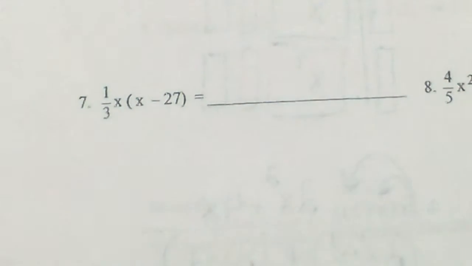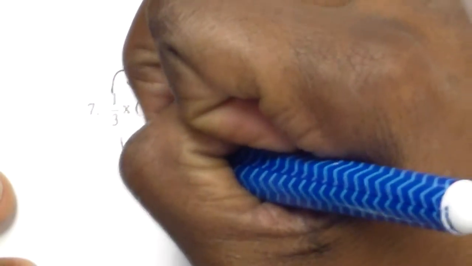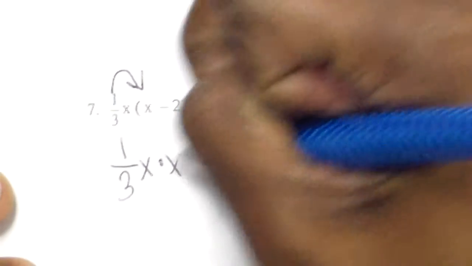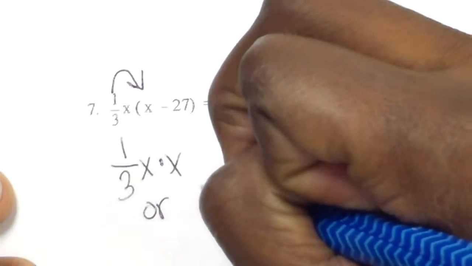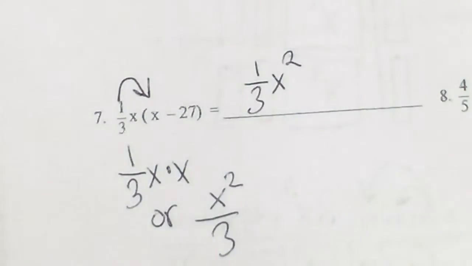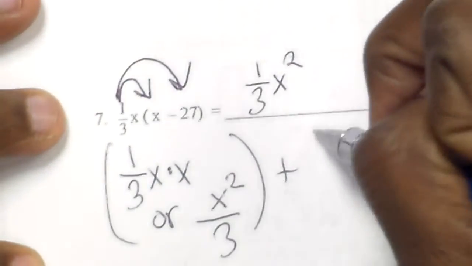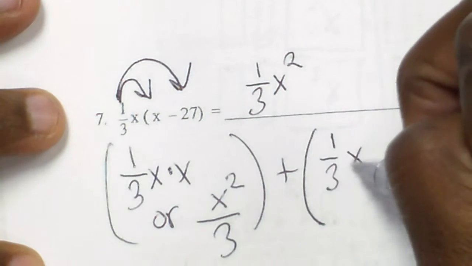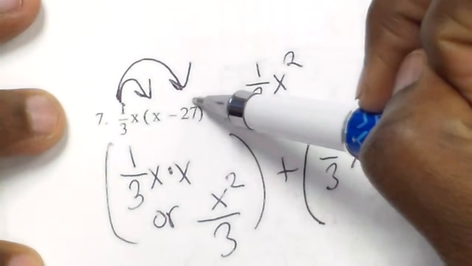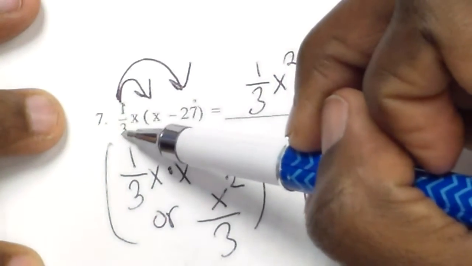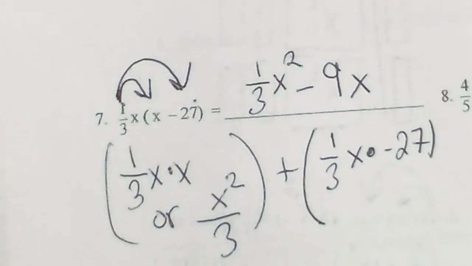Okay, let's look at the fraction. Same concept. We distribute 1/3 x times x, so that's going to be 1/3 x squared. Some of you prefer to write yours on top, so it could be x squared over 3. Still the same answer. Then we distribute out here, and we have 1/3 x times negative 27. Remember, basically that's saying 1 times 27, which is negative 27, and then divided by 3, that's going to be negative 9x. Got it?